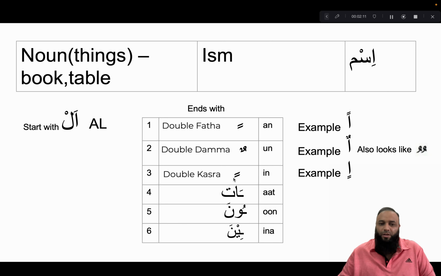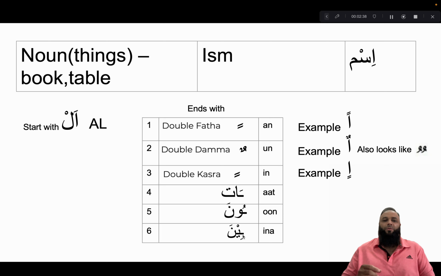Then you have kasra. Kasra is below the alphabet. So these are the Arabic words for these signs. So this is fatha, this is dhamma, then you have kasra, and kasra is basically below. So if you look at this example over here, it is below the alphabet, right? And it's two times, so it's called double kasra. And then you have these sounds like an, then you have un, and you have in.